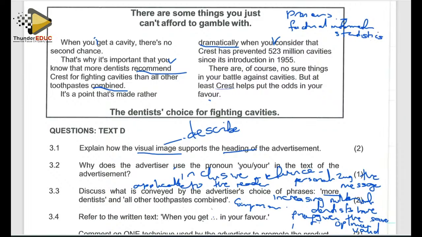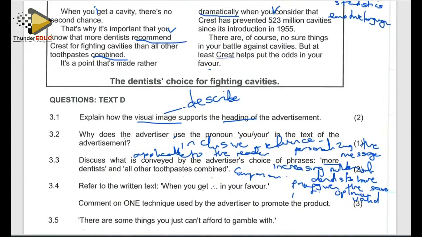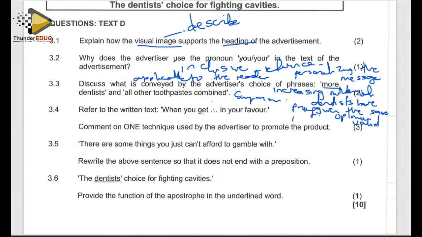Emotive language is also there. So strategies are so many. You just needed to discuss one. Pronouns, you quote when talking of strategies. Factual information, you give the statistics and the dentists that have been mentioned. Emotive language, as I started, you are going to quote the words and discuss them. So those are the strategies that could have been used.